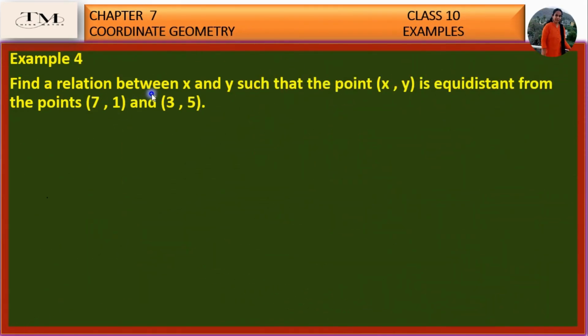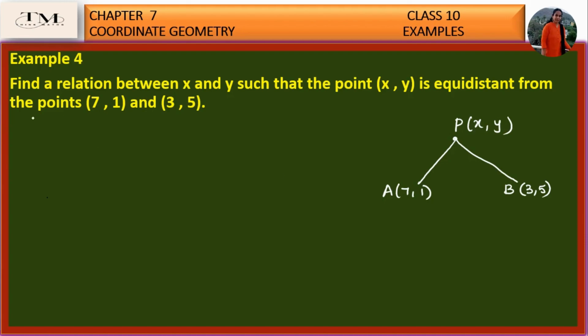Find a relation between x and y such that the point x comma y is equidistant from the points 7 comma 1 and 3 comma 5. So there is a point x comma y, and this point is equidistant from the two points 7 comma 1 and 3 comma 5. So if it is so, we have to find out the relation between x and y.